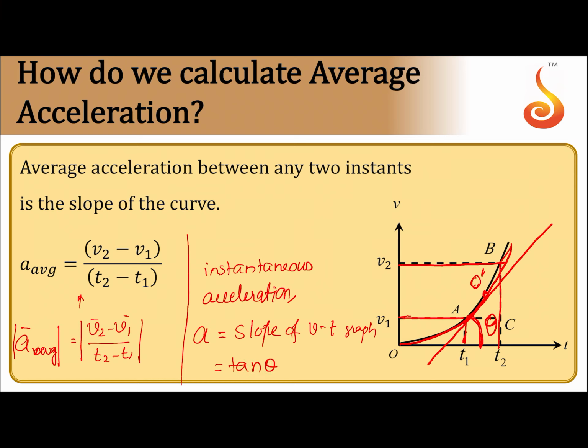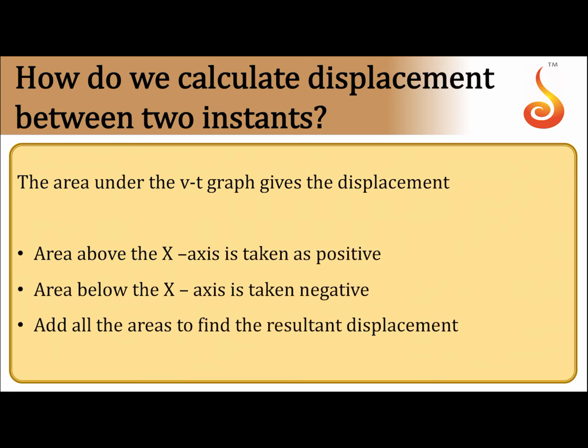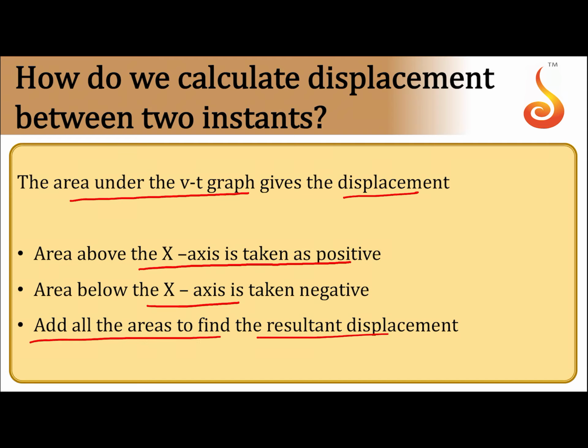So the first point is we get the information regarding average velocity and the average acceleration and the instantaneous acceleration. The second information is about the displacement. The area under the velocity time graph gives the displacement. Area above the x-axis is taken as positive, and the area below the x-axis is taken negative, and we add all the areas to find the resultant displacement.